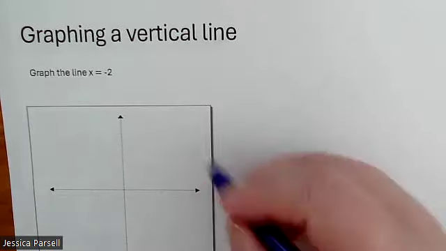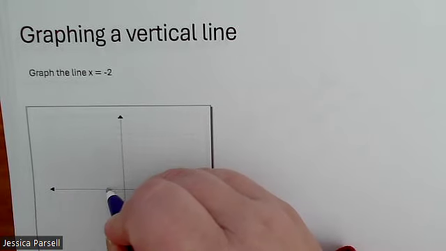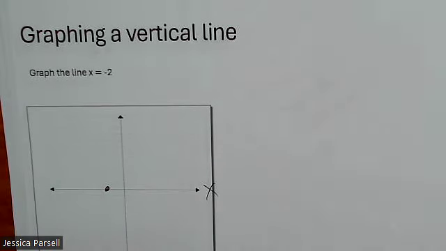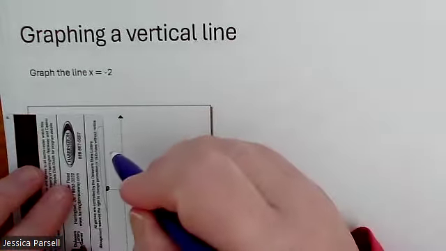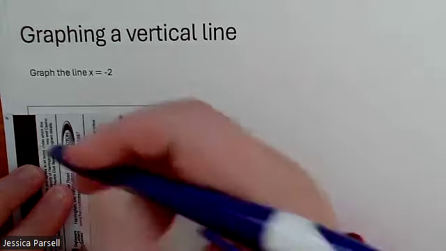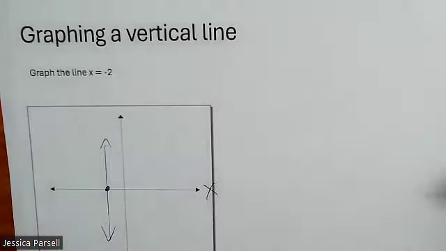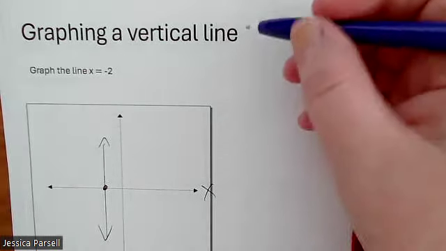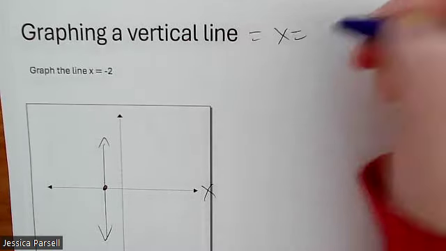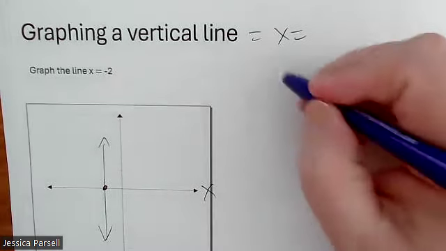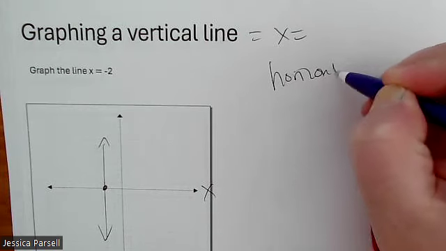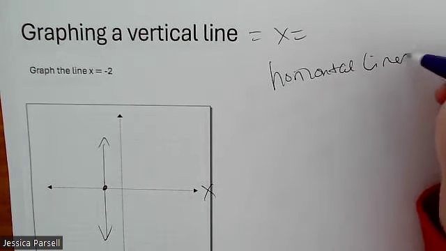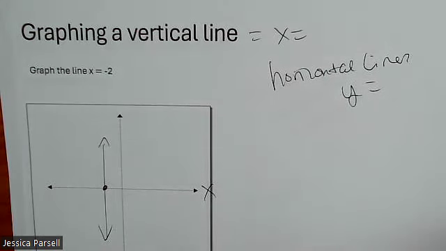So we're going to go over to where the x-axis is -2, and we're going to graph a vertical line. Now, on Alex, it's going to say graph a vertical or horizontal line. So you're going to have to decide, is it a vertical line or is it a horizontal line? Vertical lines are always x equals. Horizontal lines are always y equals.